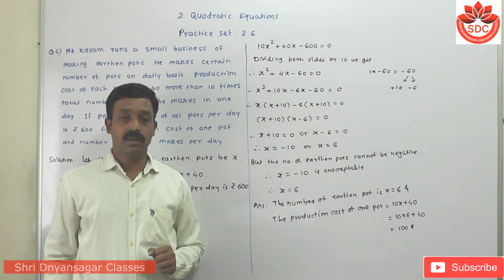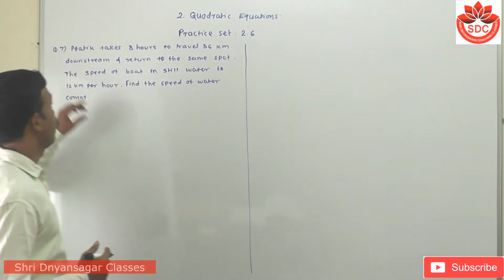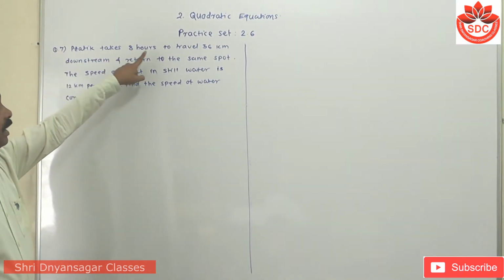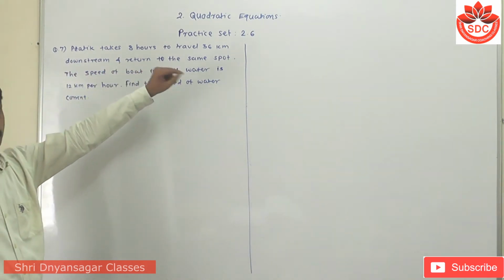Can you understand? Okay, we see the next question. The next question is question number 7. Pratik takes 8 hours to travel 36 km downstream and return to the same spot.